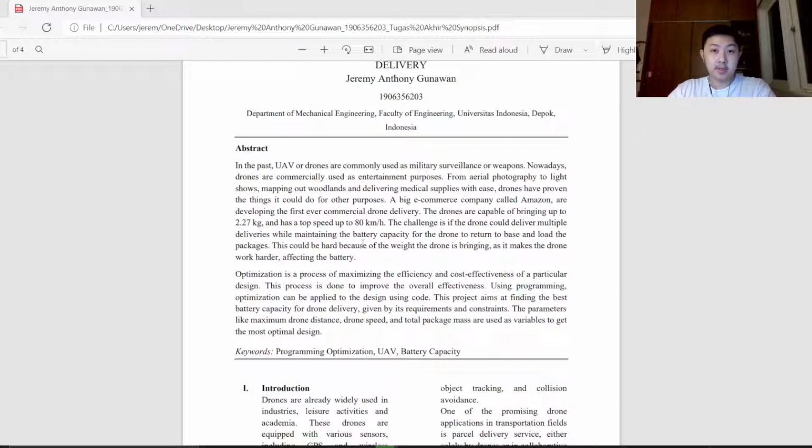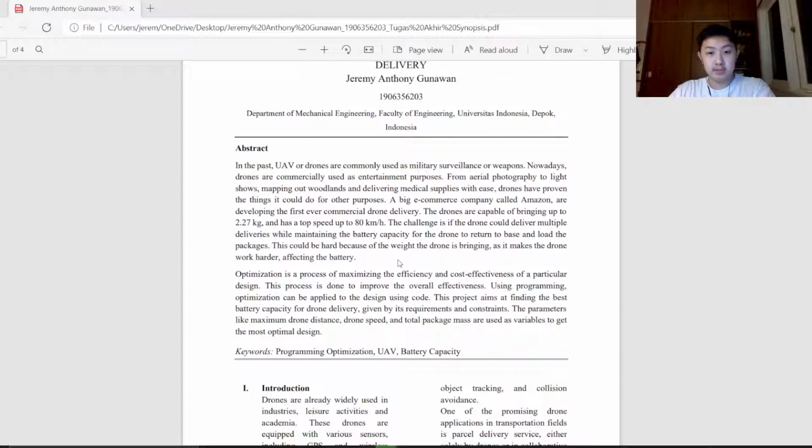Now the challenge is whether the drones are able to deliver multiple packages in a certain radius of area, and deliver them with the right battery capacity so that it can fulfill the needs of the delivery efficiently and effectively. It could be a challenge because the weight of the package could affect the battery of the drone.